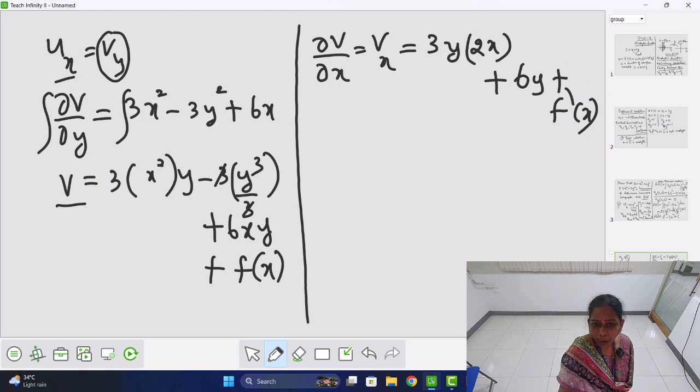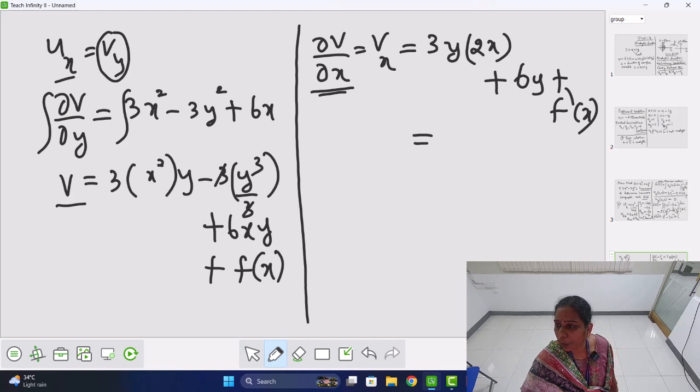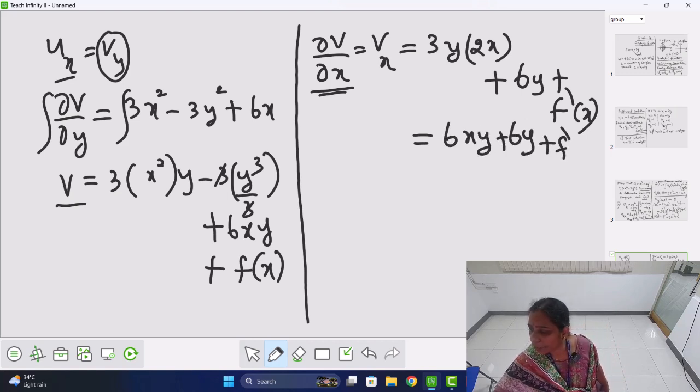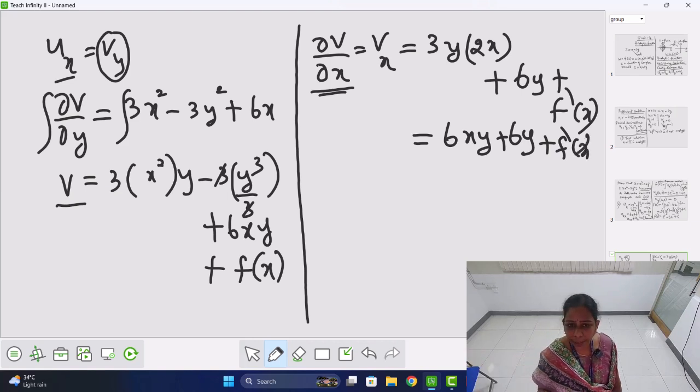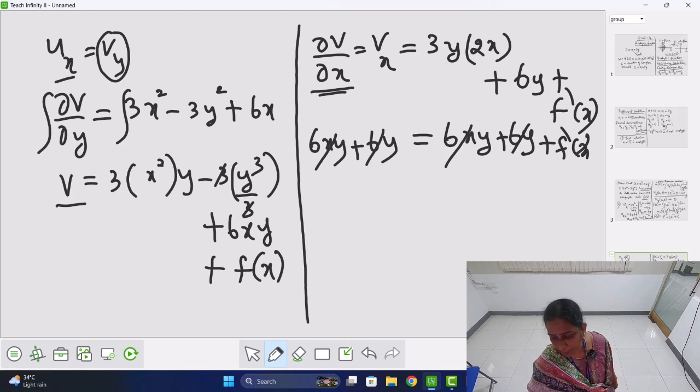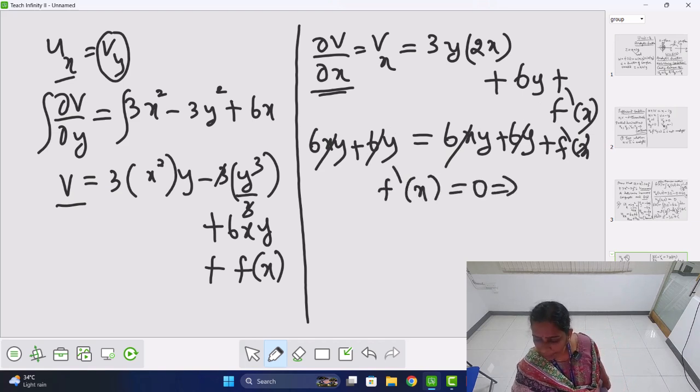Now, what is vx here? vx equal to minus of uy. Let us find the output now. Here I'll get 6xy plus 6y plus f dashed of x. Just recall the previous slides: what is vx? Minus of uy. What is uy? Minus 6xy minus 6y. After subtracting by minus, I'll get 6xy plus 6y. So 6xy and 6y get cancelled, so f dashed of x equal to 0, which implies f of x is obviously a constant.